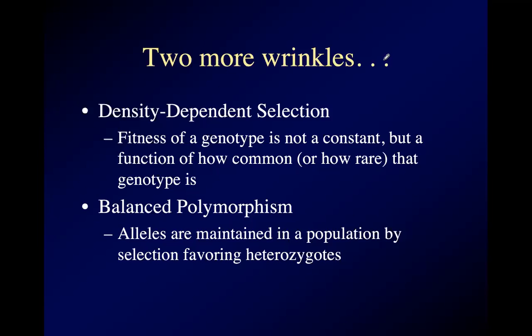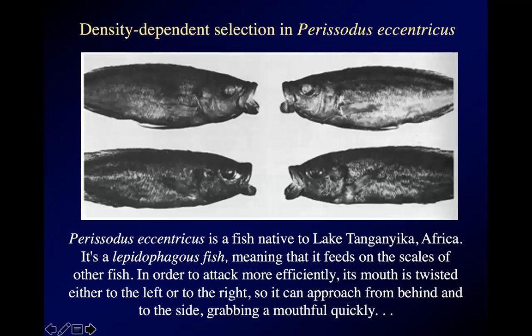Density-dependent selection is what you get when the fitness of a genotype isn't constant. It's a function of how common that genotype is. What the heck is that?